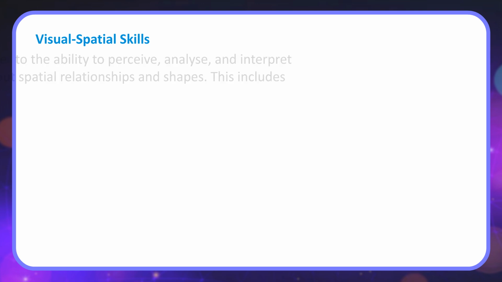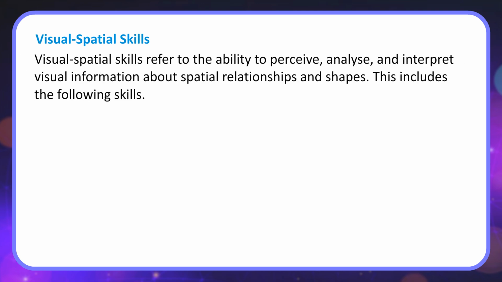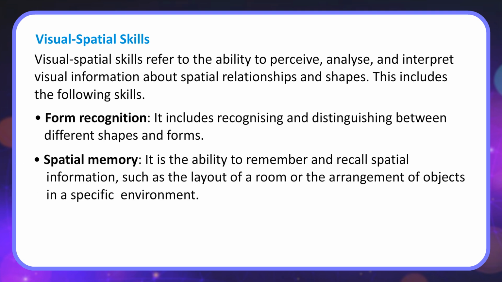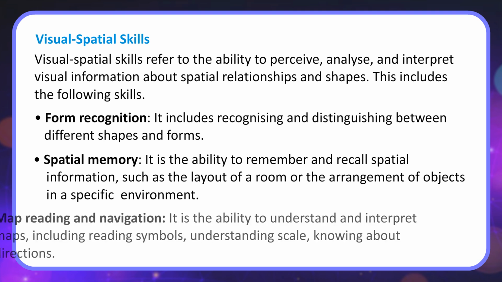Visual spatial skills. Visual spatial skills refer to the ability to perceive, analyze, and interpret visual information about spatial relationships and shapes. This includes the following skills. Form recognition. It includes recognizing and distinguishing between different shapes and forms. Spatial memory. It is the ability to remember and recall spatial information, such as the layout of a room or the arrangement of objects in a specific environment.